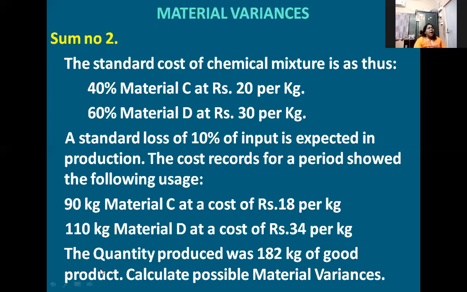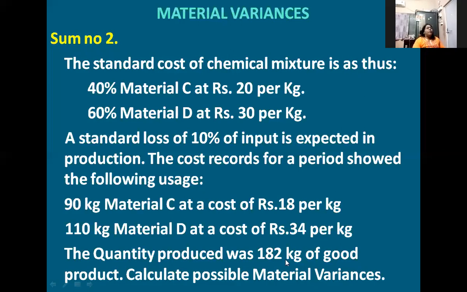So we have the actual output and we need to work out the possible material variances. What do the possible material variances mean? Whenever the problem asks to calculate the material variance, we definitely calculate the material cost variance, price variance, as well as usage variance. In this problem, they are asking for possible material variances, which means when we make use of more than one material, we need to work out the material mix variance. So that is the additional question we are going to work out in this problem.